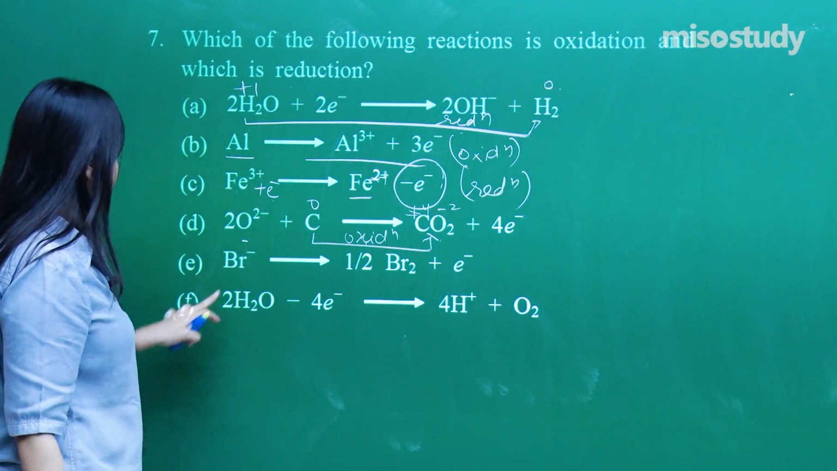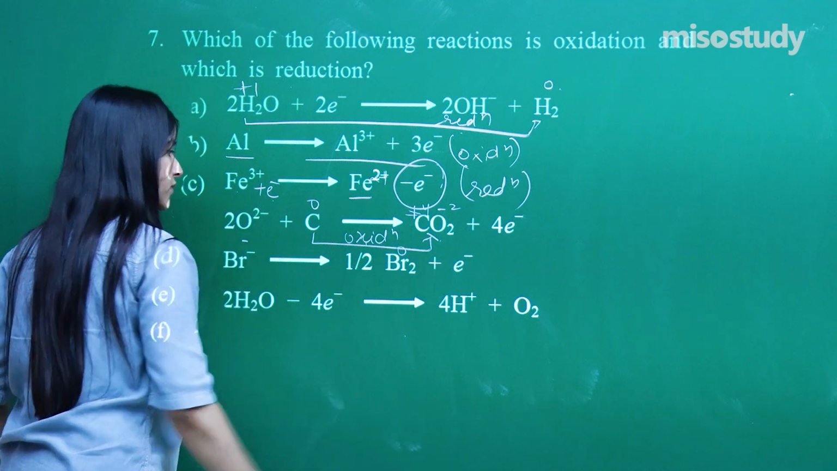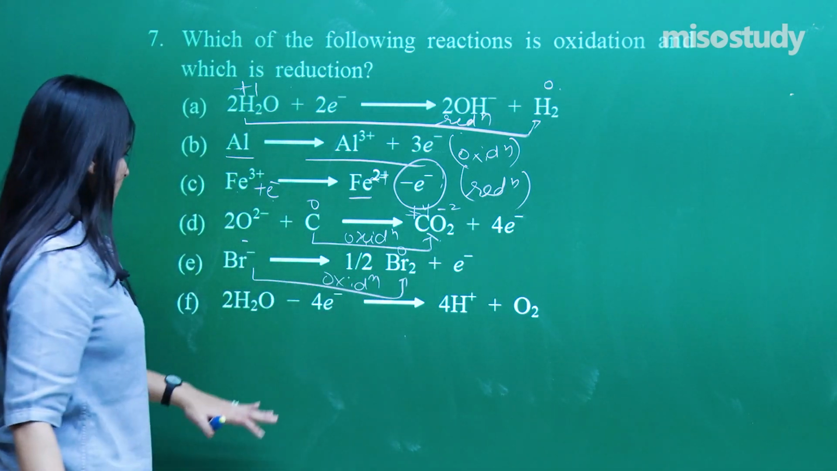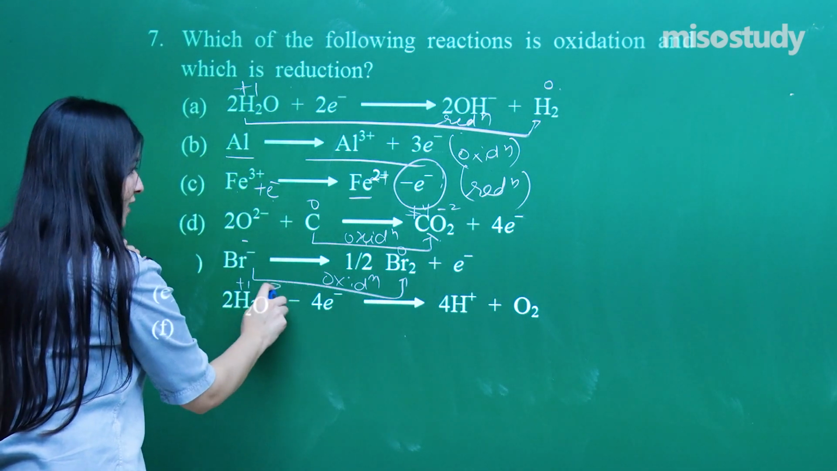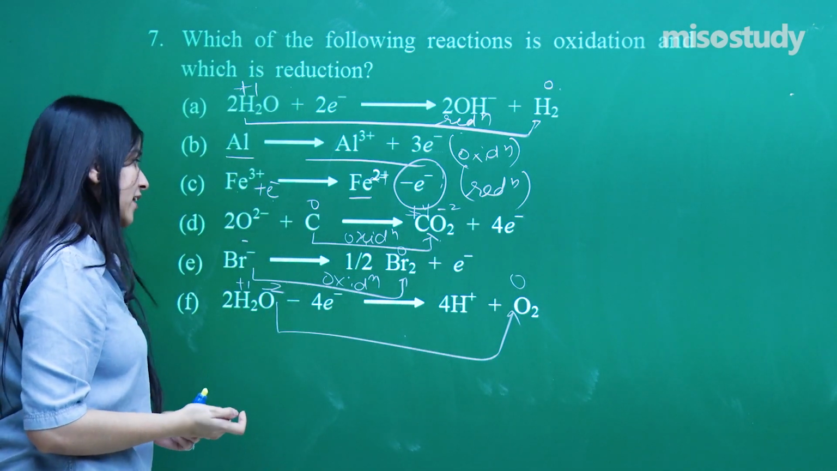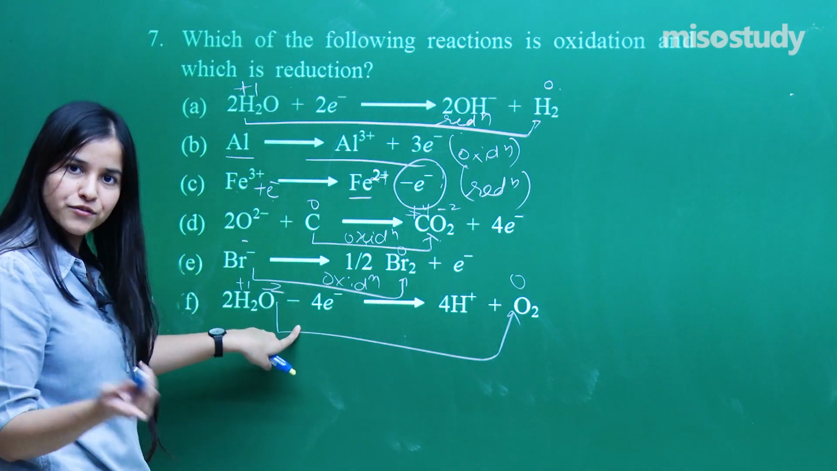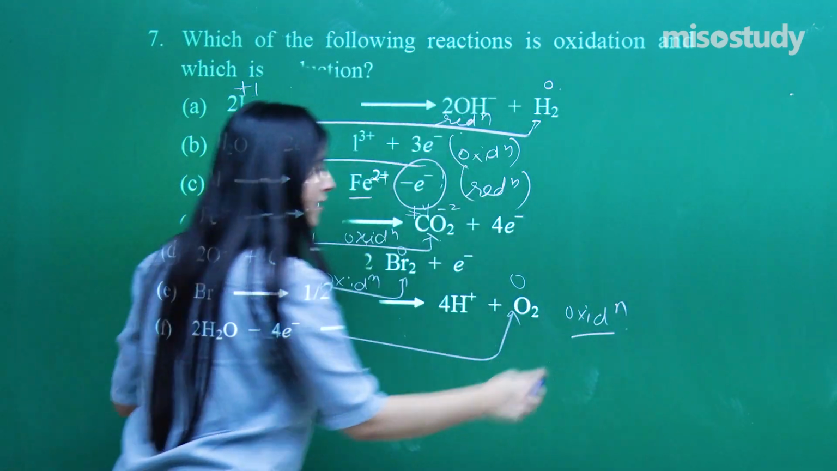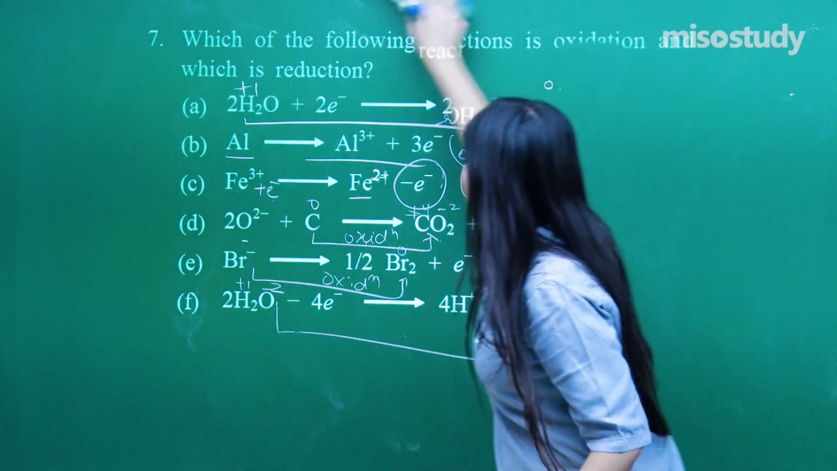Clear? Okay. Next one. Br- to Br0. What is it? Again oxidation, loss of electrons. Now here, +1, +1, -2, 0, -2 to 0. That means again the loss of electrons. They have written the electrons over here on this side just to confuse you again. And this is again the oxidation process. Clear? So that was pretty easy. That was question number 7.